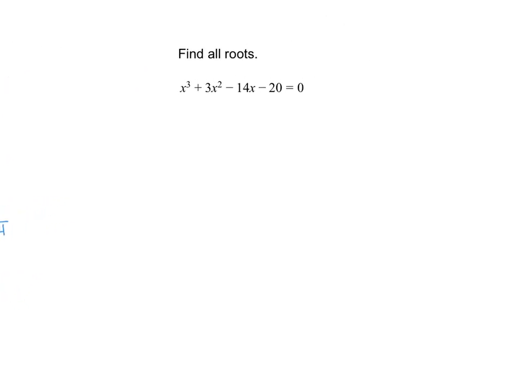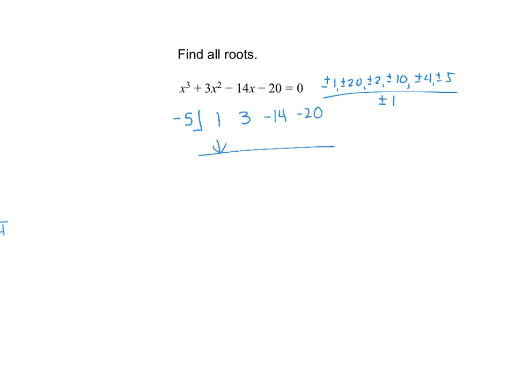Okay, find all roots. So factors of last over factors of first. So I know negative 5 hopefully works. I use my graphing calculator to check where it crossed the x-axis. So let's see if that worked out. And it does. So now I'm left with x squared minus 2x minus 4 equals 0. So we know we have 1 at 5, negative 5.